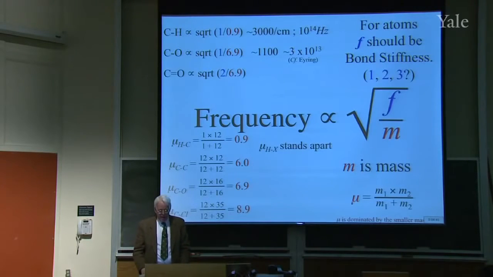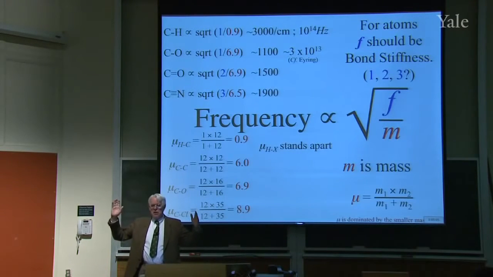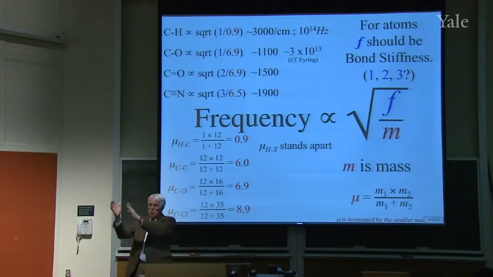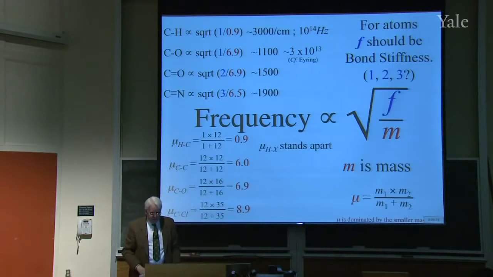Okay, so a C double bond, if a double bond is twice as high as a single bond, should be the square root of 2 over 6.9. And that's about 1,500, and that's about right. And a triple bond is higher still, with a 3 for the force constant, about 1,900. So you can see that if you have a spectrum where 3,000 is on the left and 1,000 is toward the right, then you're going to have hydrogens up here, hydrogen stretching about 3,000, and then you're going to get triple bonds, double bonds, single bonds involving other atoms, not hydrogen.